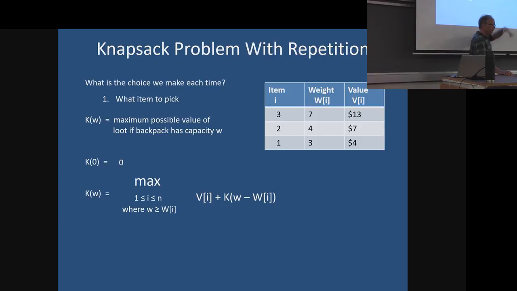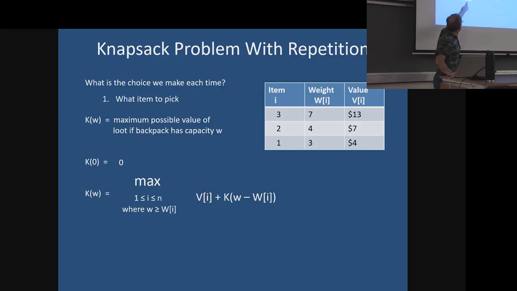You try that for all i's, and whichever is the largest is the one that you do. You try all three possibilities. In each case, that's the value of the thing you're stealing. This is how much room is left after you steal that thing. And this is the best you can do with that amount of space left in your pack. You just take the max of all three, and that's the best you can do with weight W.